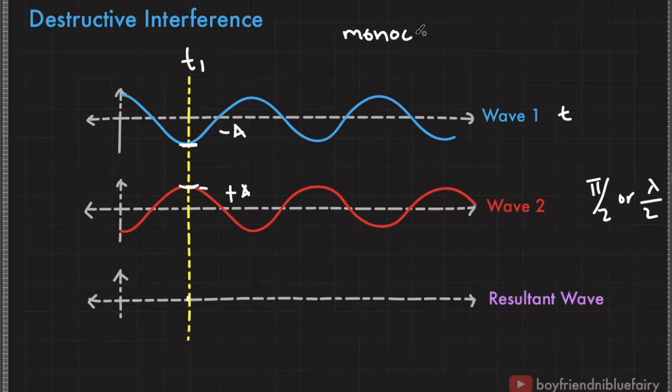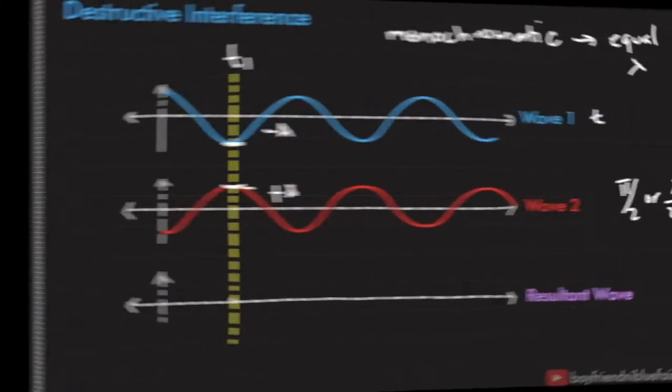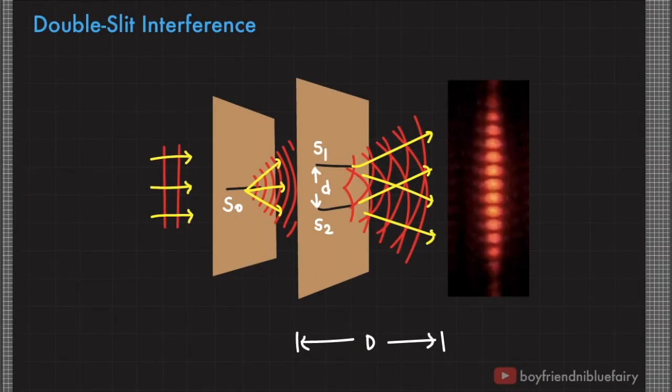When we say monochromatic waves, this means that the waves have equal wavelength. Ideally, they must also have equal amplitude. So let's now investigate the behavior of the interference pattern when we have a double slit interference.